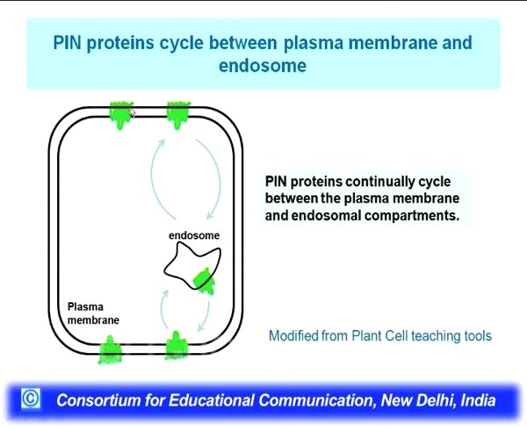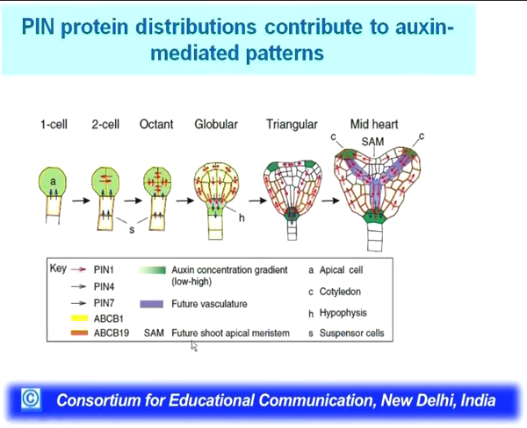Suppose one PIN is on this side, it can recycle, go to the endosome and reorient on the other side. So, once the auxin is flowing outwards, towards upwards, it can later flow downwards. So, the way auxin will flow will be defined by the way PINs are arranged in a cell.